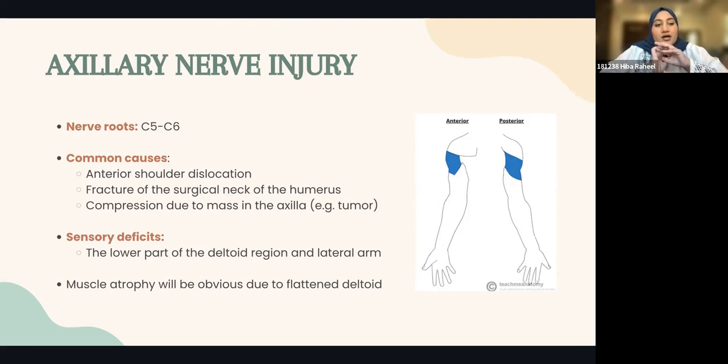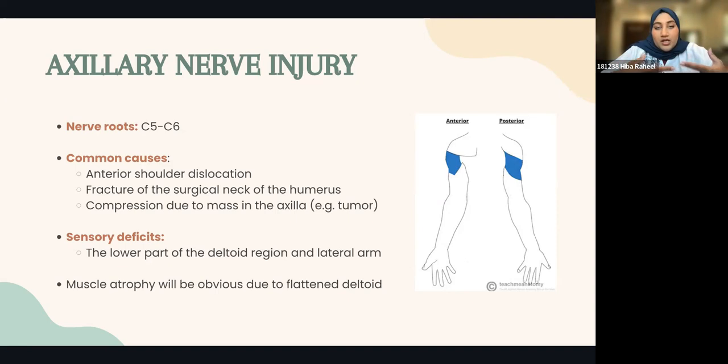Now, what are the sensory deficits? So your axillary nerve essentially just supplies this area, the upper region of your arm. It supplies not only the deltoid muscle, but also the skin around the deltoid muscle, right? So that definitely would be damaged. The sensation would be reduced over there. Another important thing that you can catch in the question would say the patient had obvious shoulder deformity or obvious loss of contour of the shoulder.